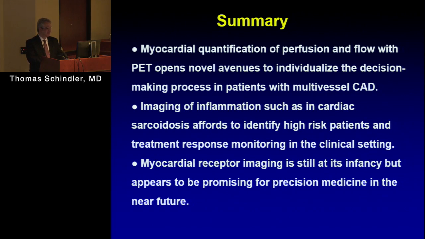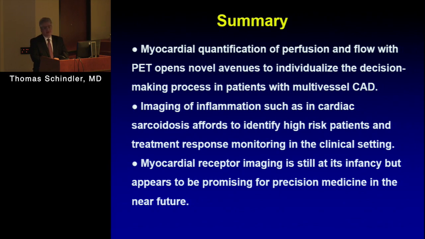And when I summarize, quantification with perfusion flow opens new avenues to individualize the decision-making process in patients with multivessel coronary disease. So we can provide additional information for the interventional cardiologist and the cardiovascular surgeon for each vessel stenosis. Then imaging in inflammation, such as in cardiac sarcoidosis. You could also apply it to myocarditis in certain instances, combining with PET MR, also for follow-up, but for time reasons I have not included it in this talk.